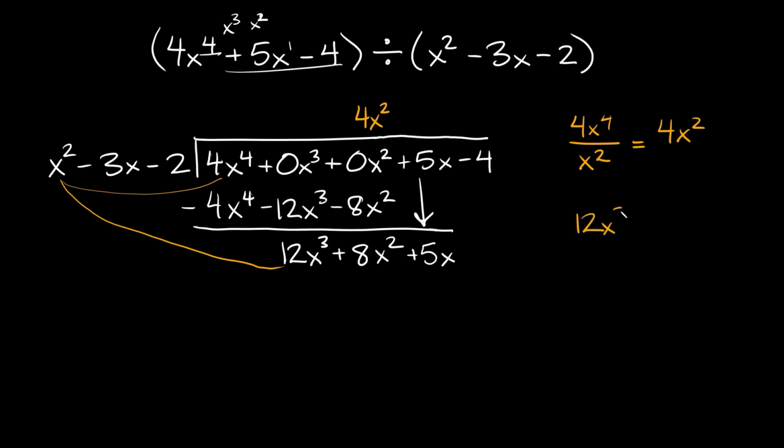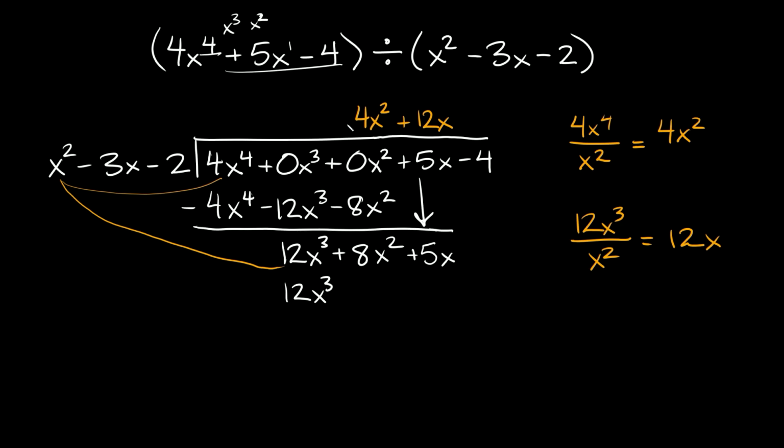So 12x cubed divided by x squared. So that's going to be equal to 12x. Okay, positive 12x, right? So we're going to put that in our quotient right here. So positive 12x goes right there. Okay, so again, we're just going to multiply this by our trinomial right here. So 12x times x squared is equal to positive 12x cubed, right?